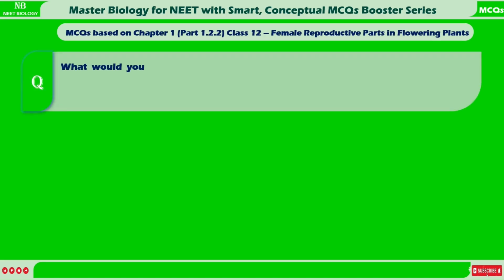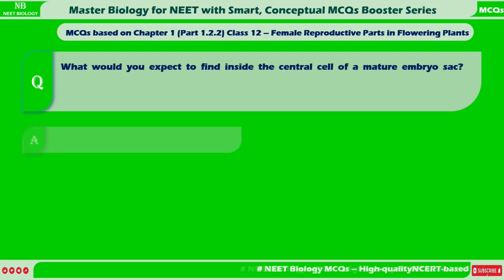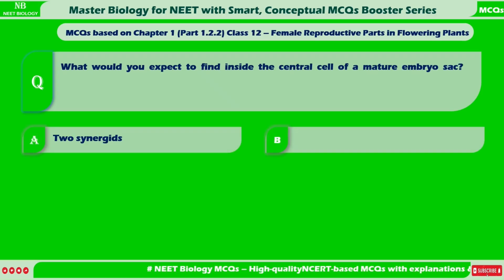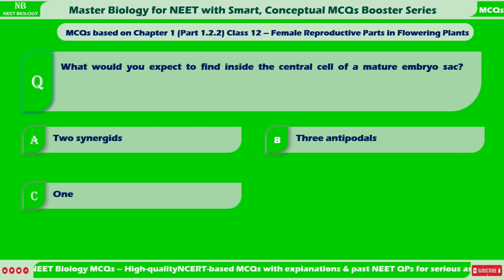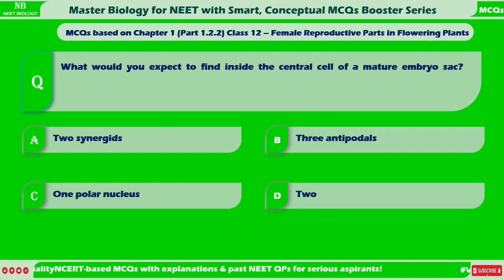What would you expect to find inside the central cell of a mature embryo sac? A. 2 synergids. B. 3 antipodals. C. 1 polar nucleus. D. 2 polar nuclei.